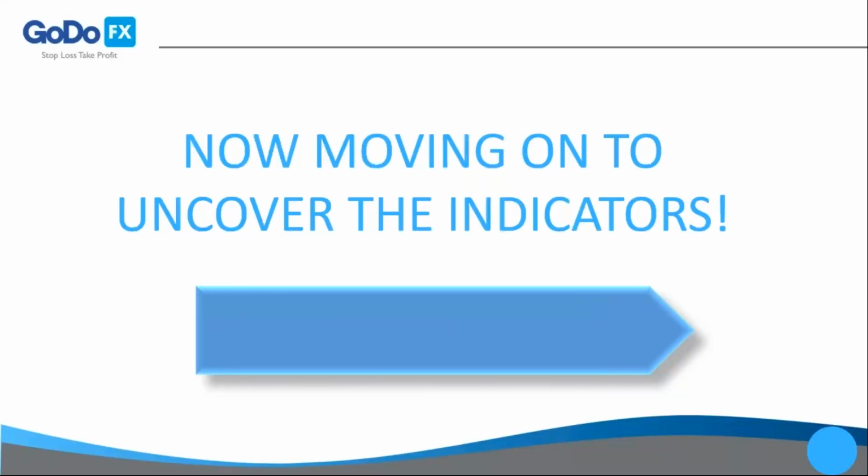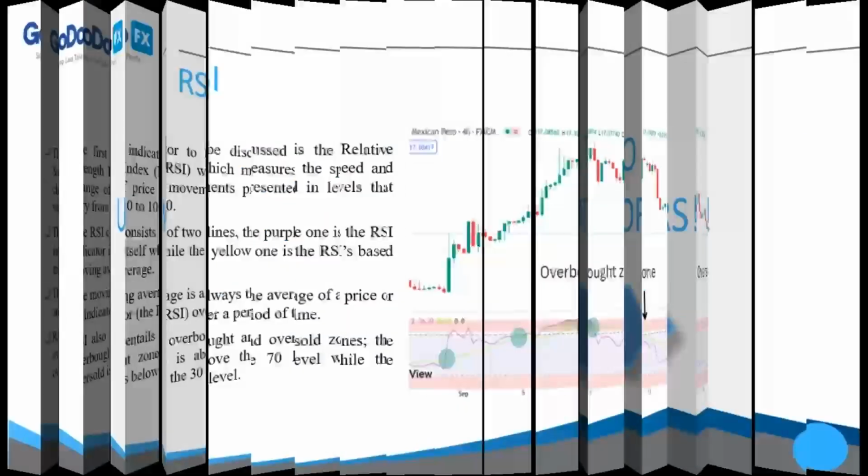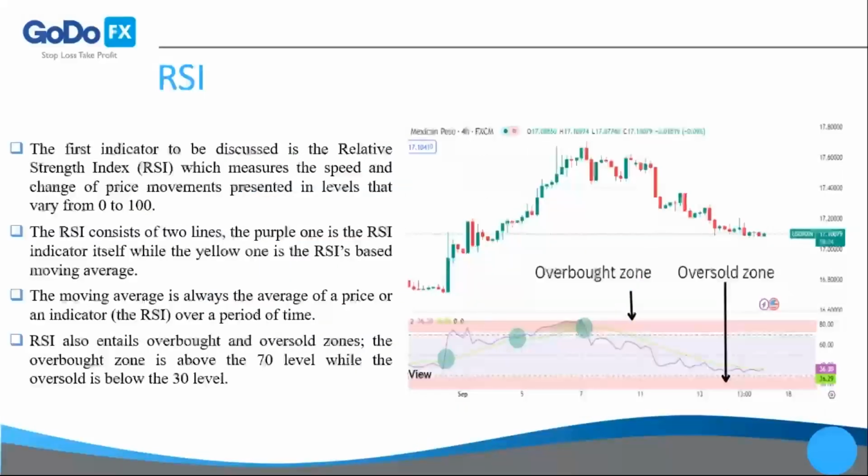Now, having unveiled the support, resistance, and channels, we're going to discuss the indicators. The first indicator we have is the RSI, the Relative Strength Index. It measures the speed and change of price movements presented in levels from 0 to 100.